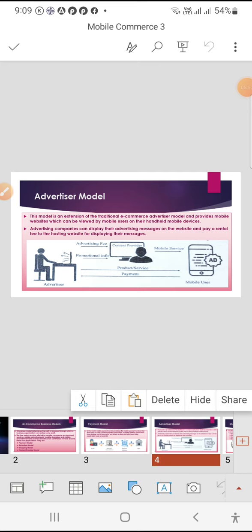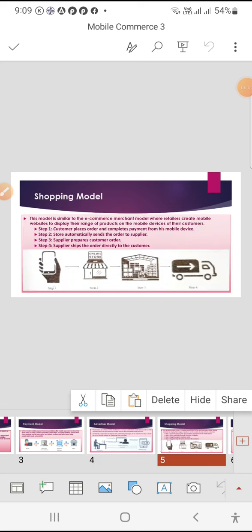And when we move on to another model, that is the shopping model, this model is similar to the e-commerce retailer model, in which the retailer creates mobile websites to display their range of products on customers' mobile devices. The mobile user can browse the mobile websites on their web-enabled mobile screens and select and purchase any product of their choice. Okay, in the shopping model, if you see the slide, you will find that through mobile, you can purchase anything of your choice.